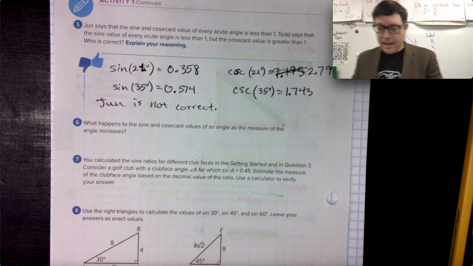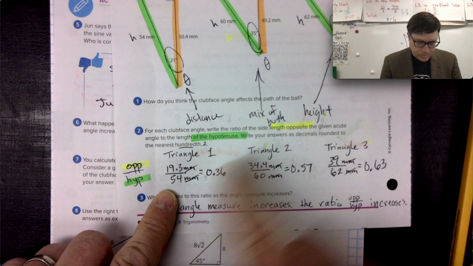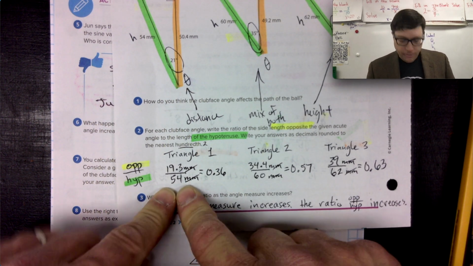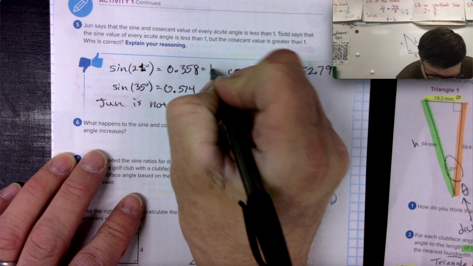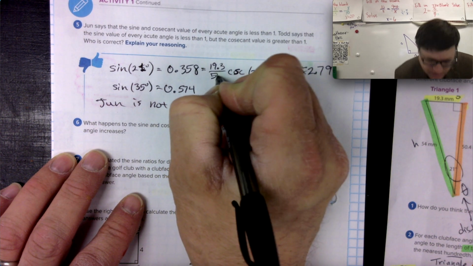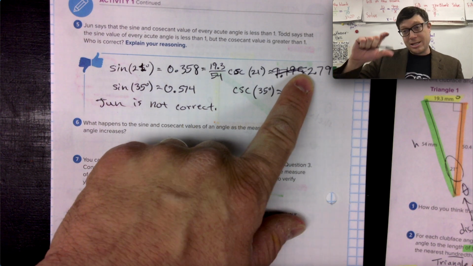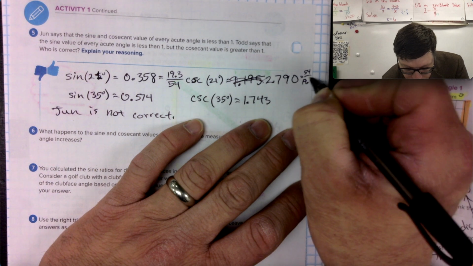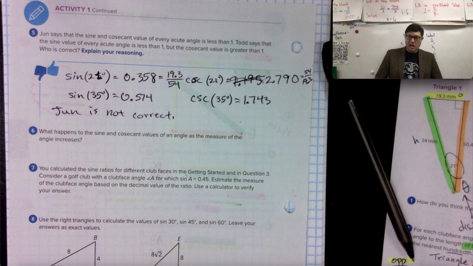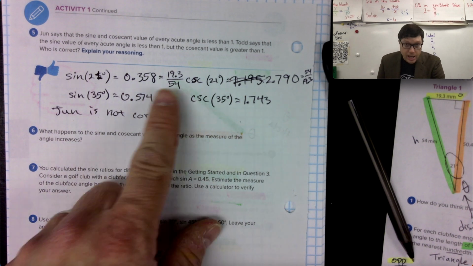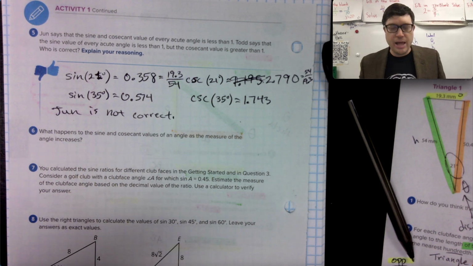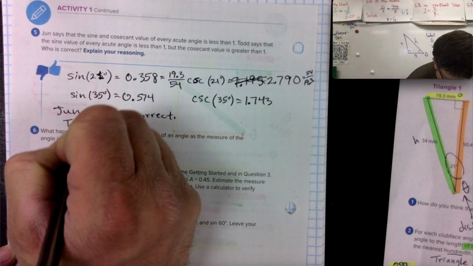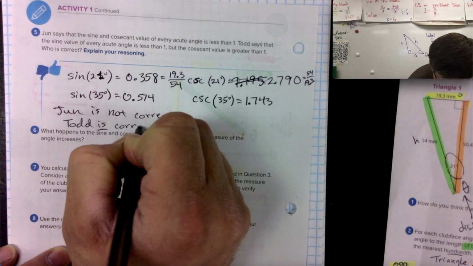Let's go back to actually thinking about the fractions that gave us those values. When you look at the fraction for sine, it was 19.3 over 54. So I can put that here, 19.3 over 54. The cosecant is going to take that fraction and flip it. We would have 54 over 19.3. When you make a fraction where the top number is bigger than the bottom, your answer is bigger than 1. When your fraction has the bottom number, 19.3, bigger than the top, your answer is going to be less than 1. So Todd is correct.